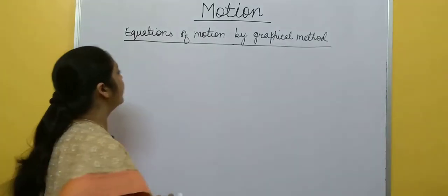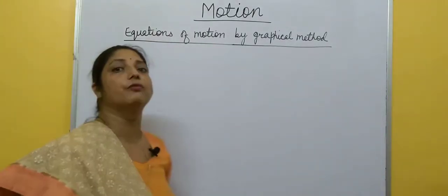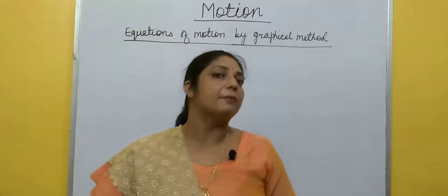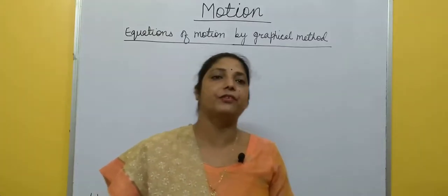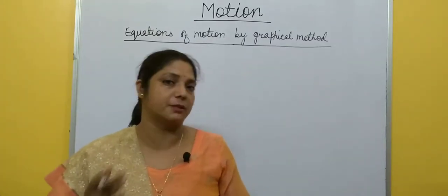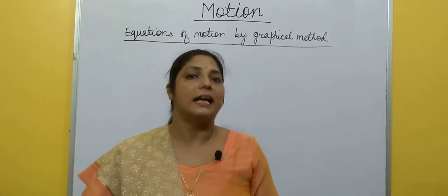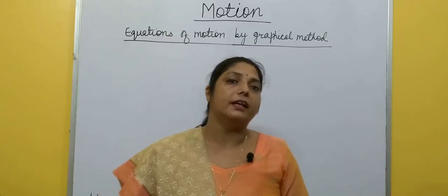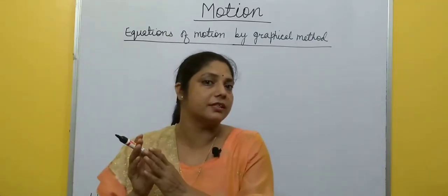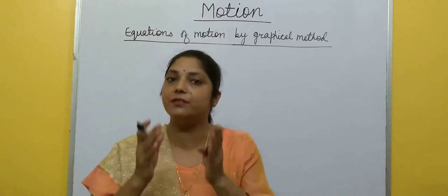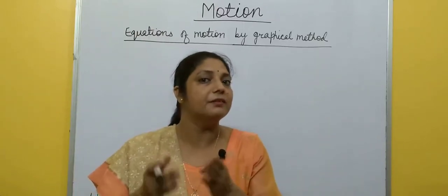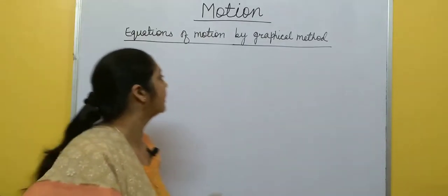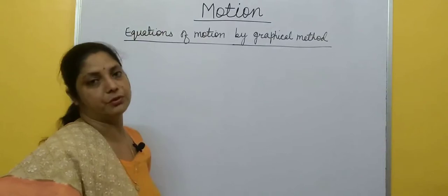So, first, what do you mean by these equations of motion? Actually, when we discuss about motion, there are different terms related with motion like displacement, velocity, acceleration, all these changes with time. So, there are three sets of equations which establish relation between these variable physical quantities. Okay, and that sets of equations are called equations of motion.